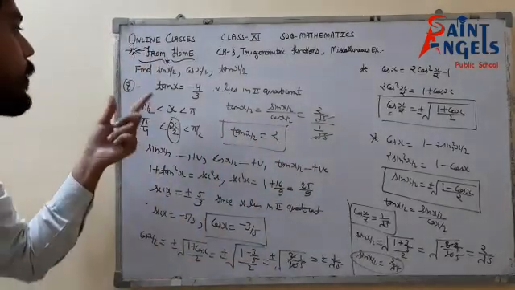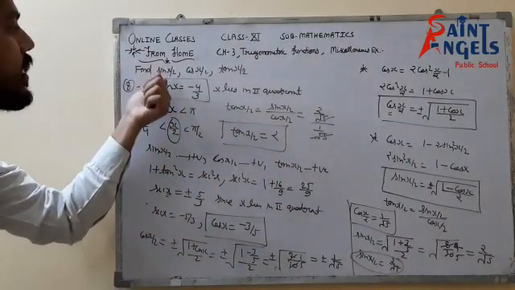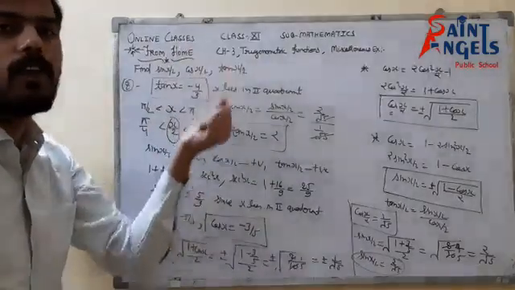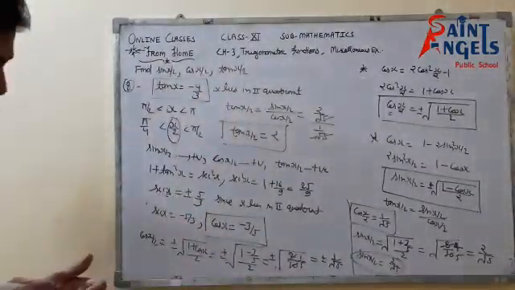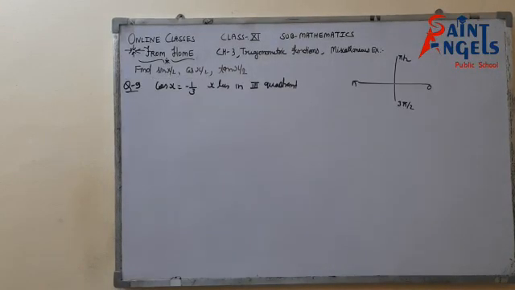So we have found all three values. Look, we were given only one value, and with the help of this one value I can find sin x by 2, cos x by 2, tan x by 2, sec, cot and cosec. So please pause the video and note it down.